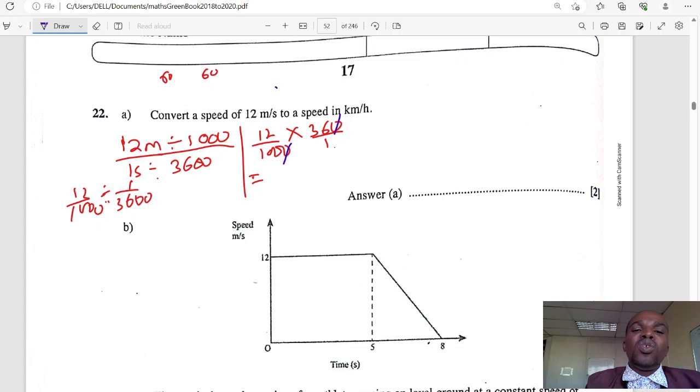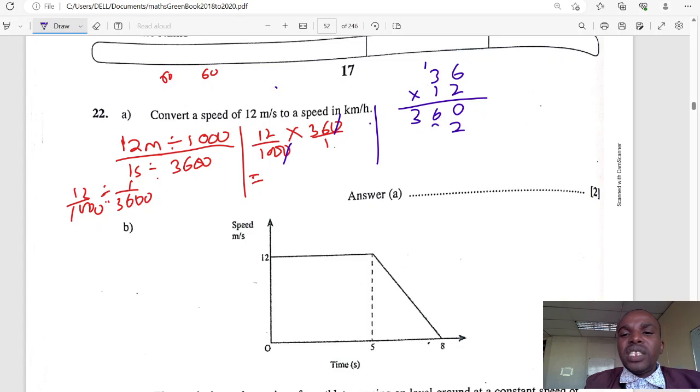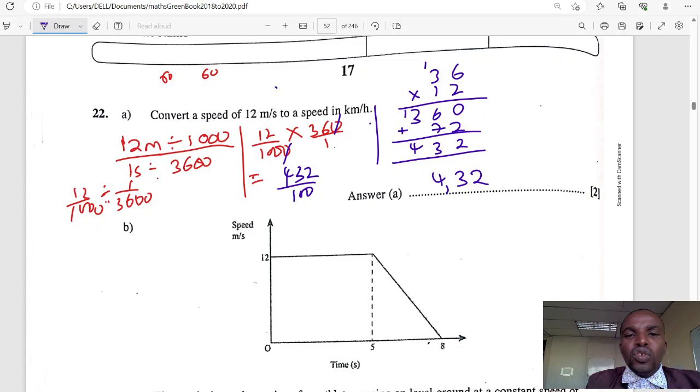Okay, just multiply 12 times 36. 12 times 36 is what? It's 36 times 12. So I put a placeholder 0. 1 times 6 is 6, 1 times 3 is 3. 2 times 6 is 12, 2 carry 1. Then 2 times 3 is 6, plus 1 is 7. Then you add the two items. It will be 2 here. 3 plus 7 is 10, so 0 carry 1... it's 4, 3, 2. So it will be 432 over 100. So this will be 4.32 kilometers per hour.